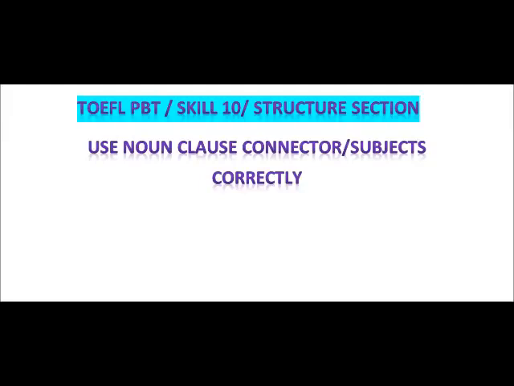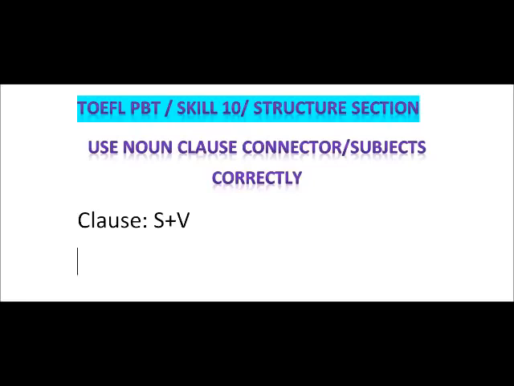In skill number 10 we're going to talk about using noun clause connector subjects correctly. Let me remind you of what we said in skill number 9, which is something about clauses. What is a clause? A clause is subject plus verb. And we said that a noun clause is used as a noun.